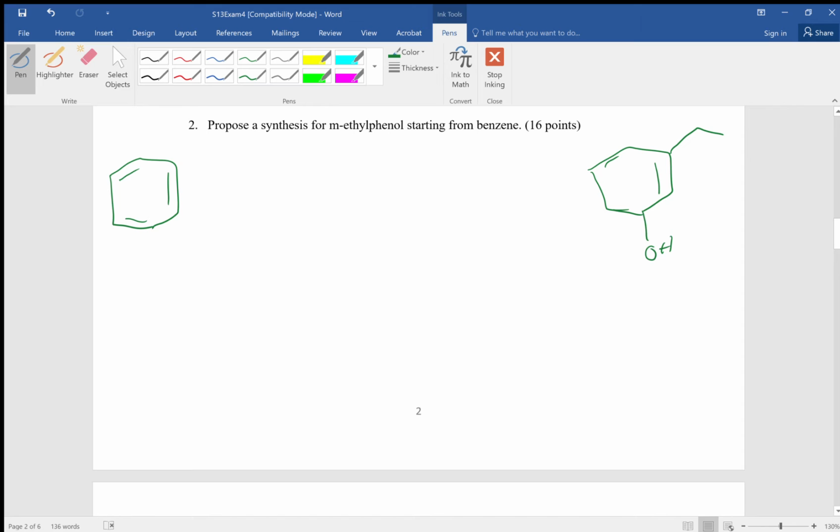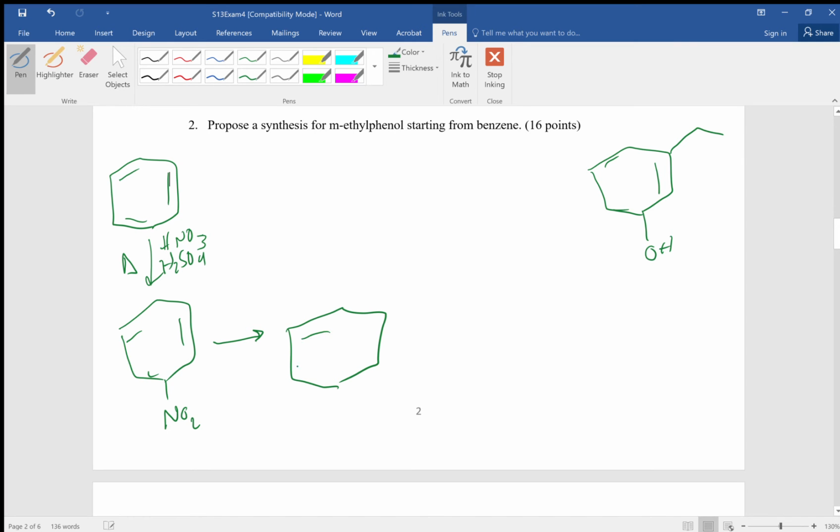The hydroxyl group, we know we're probably going to make that from a diazonium salt, and that means it's going to come from a nitro group. And so we could think about starting by putting the nitro group on here. And we can do that with nitric acid, sulfuric acid, and heat. From here, we could now substitute another group onto this aromatic ring. And it would go, because of the nitro group, into a meta position.